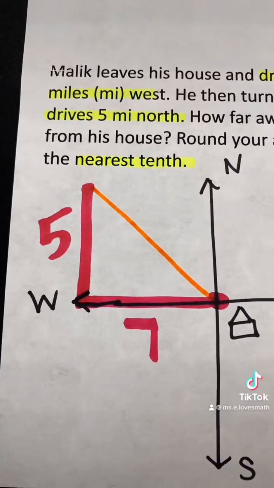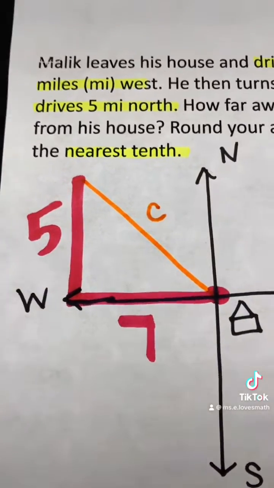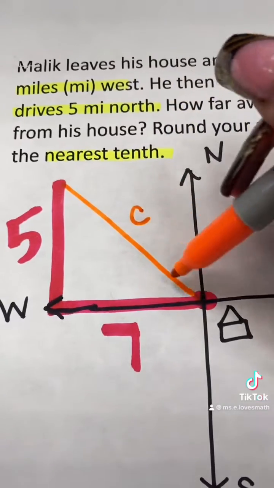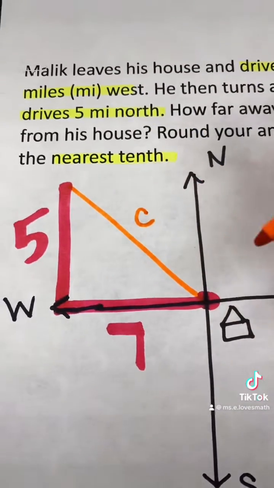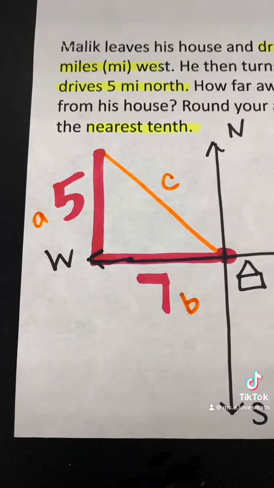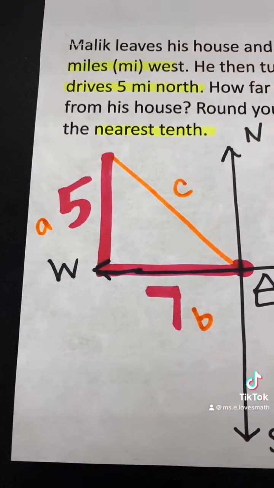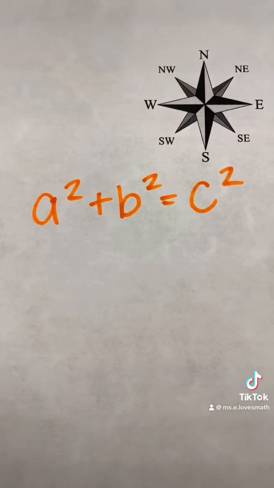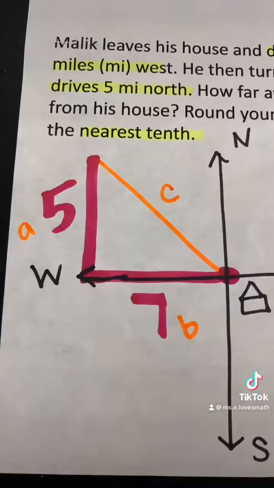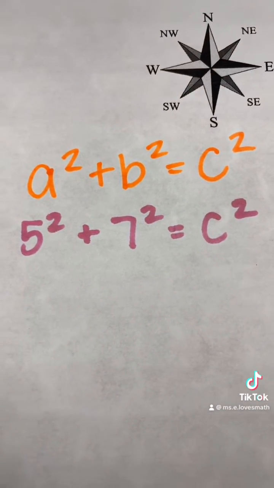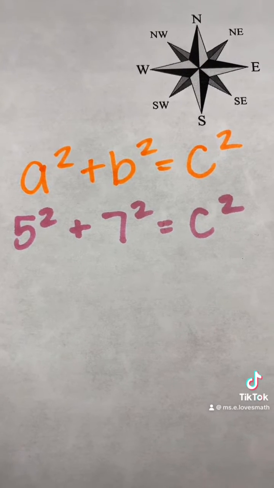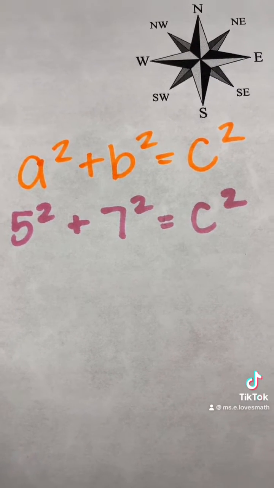Connect your lines to create a right triangle. As you can see, they're asking us to find the diagonal, which is C. That means our other two sides are A and B. Now we can use Pythagorean's theorem to solve this problem. From our drawing, you can see that A was 5, B was 7, and we are solving for C.